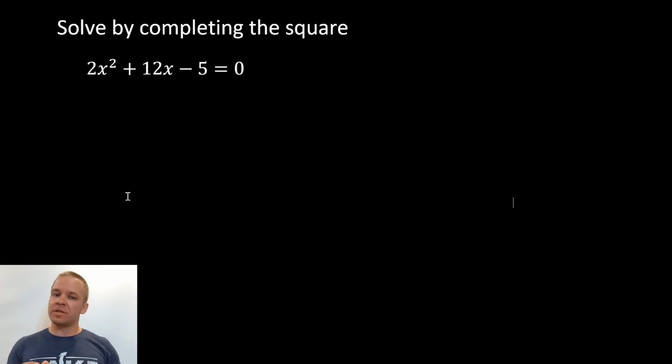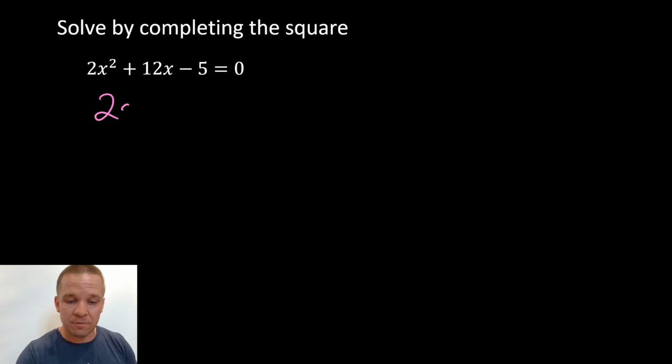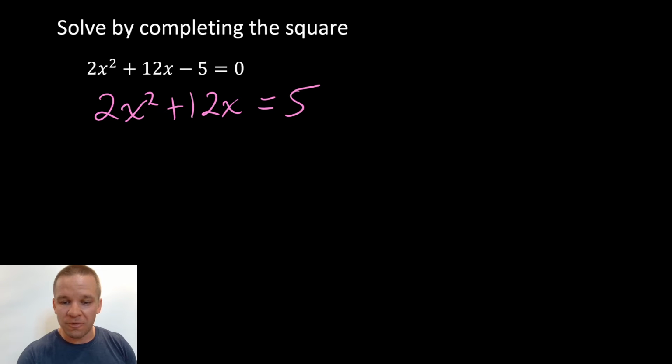All right, first things first, just like any other completing the square problem, we've got to get that constant off the left-hand side onto the right-hand side. I'm going to add 5 to both sides. I'm going to have 2x squared plus 12x equals 5. Notice I didn't put the plus blank yet. There's a reason for that.